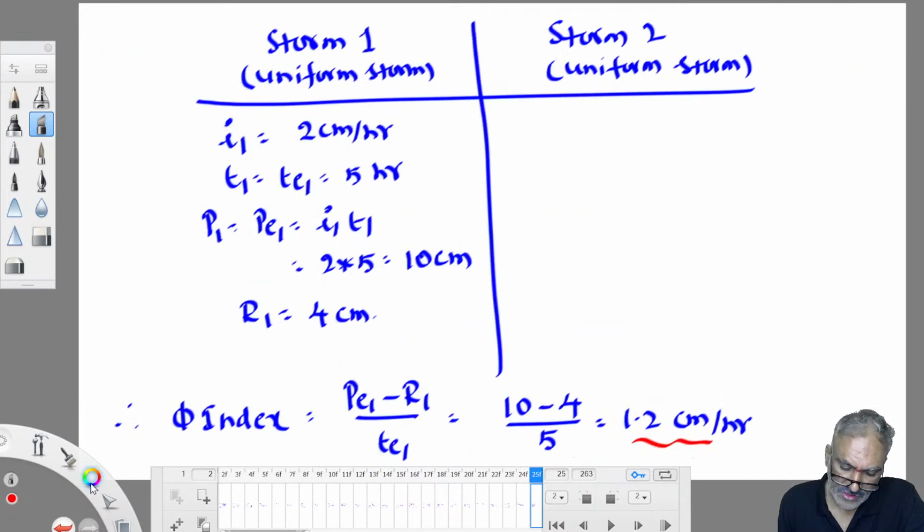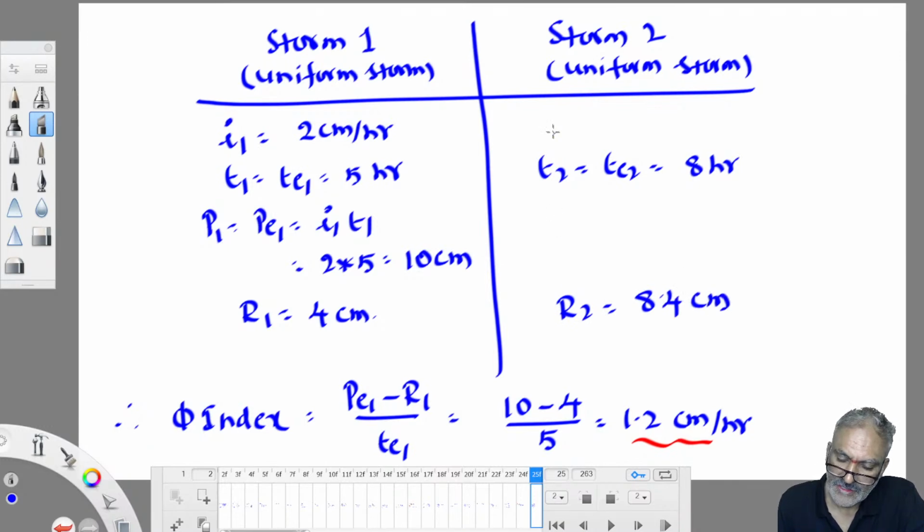This is the answer. Second question: storm 2 occurs for 8-hour duration, resulting in a runoff of 8.4. R2 is equal to 8.4 centimeter. Then what is the intensity of storm 2, is what it is asking. That is unknown. Okay? So the same pi index can be used for this also. Duration is known, runoff is known, so you can work out P2.